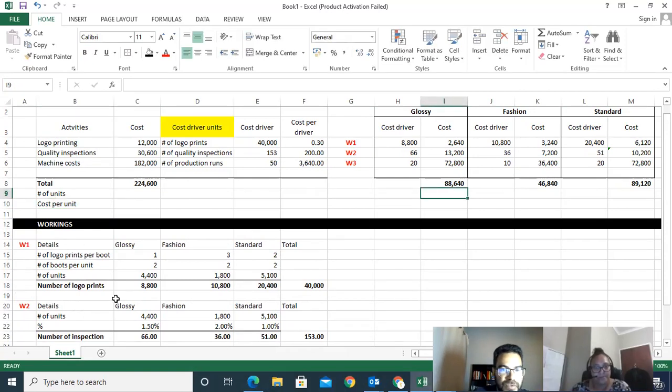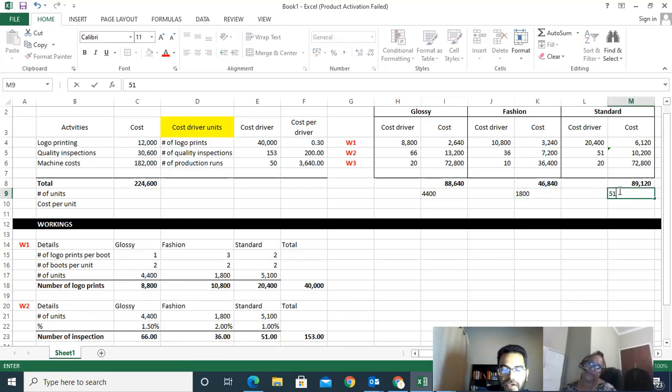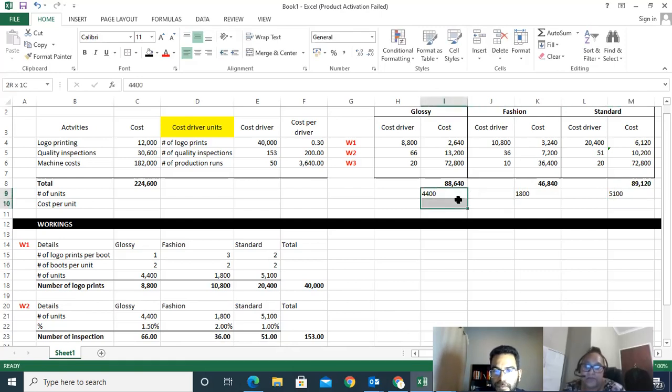What was it? 4,400. Over there, it was 1,800, 10,000. And over here, it was 5,100. So therefore, the cost per unit, if they had asked us for the cost per unit, which they didn't, it would be 4,400. Okay, so I will just do that. It's 20 and 15. I'm going to make it in bold as well. So now I can just copy and paste this formula.